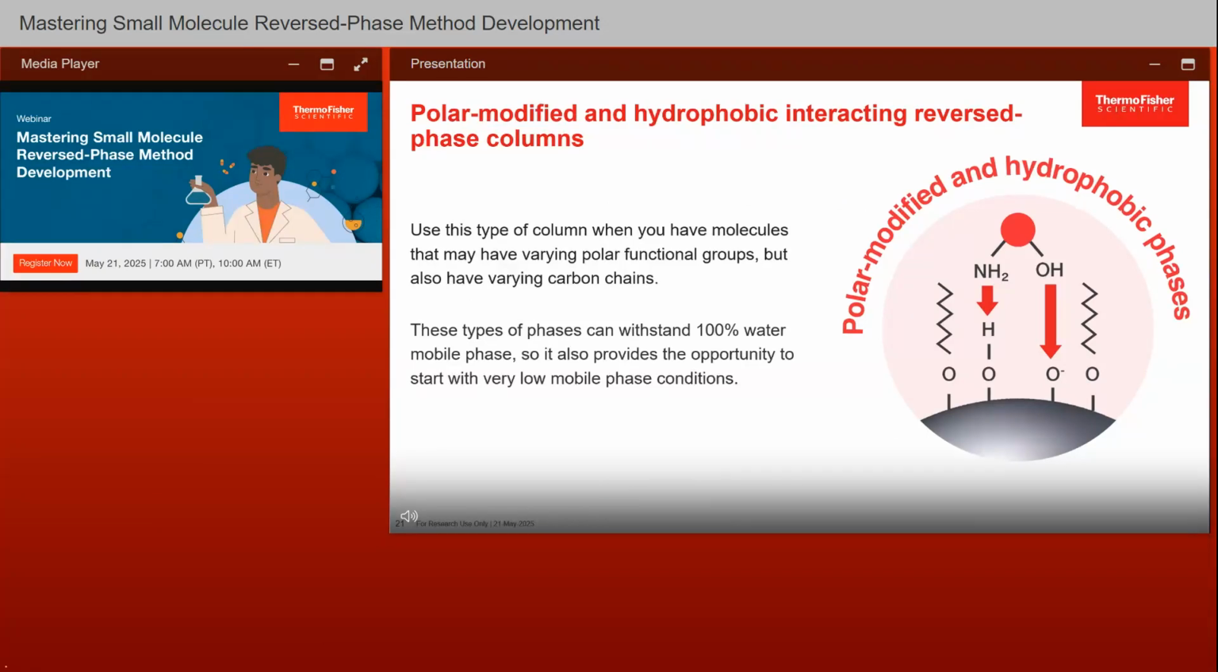Not everything can be done using a standard hydrophobic column. The need for alternative selectivity is quite important, especially if you are struggling to retain polar analytes. We offer a number of different phases, including polar end cap, polar embedded, and polar end group. These types of phases provide unique properties and can withstand 100% aqueous mobile phase conditions, which enables us to start with less than 5% organic in the mobile phase. I'll be going through some of these examples in the next few slides to show you the benefit of having a polar modified surface.